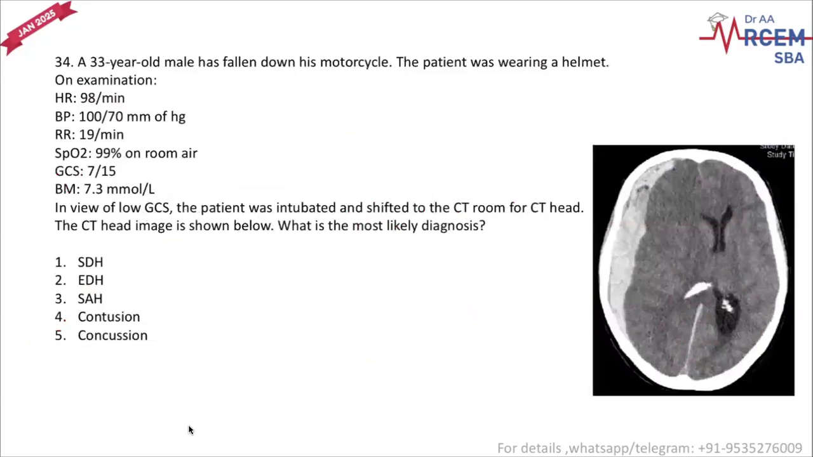A 33 year old male has fallen off his motorcycle. The patient was wearing a helmet, sorry. The vital parameters seem to be fine. GCS is on the lower side. The patient was intubated and shifted to the CT room to get a CT image done.